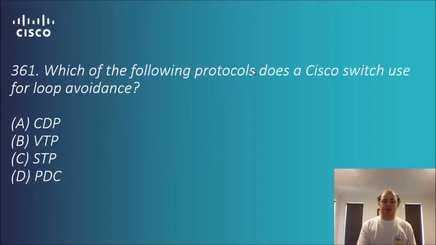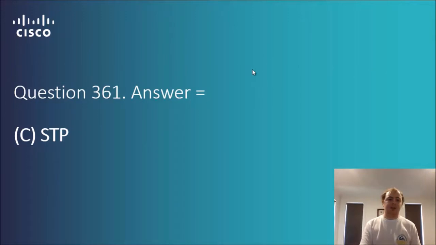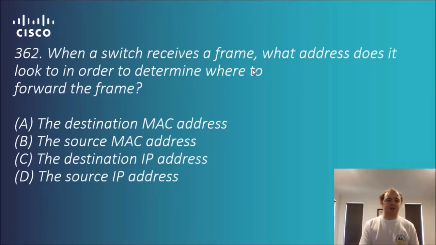361, which of the following protocols does a Cisco switch use for loop avoidance? We've got CDP, VTP, STP, and PDC. The answer for this one is C, STP, which stands for Spanning Tree Protocol. And that's its main job there.